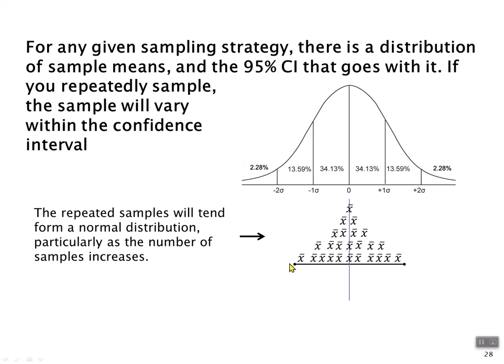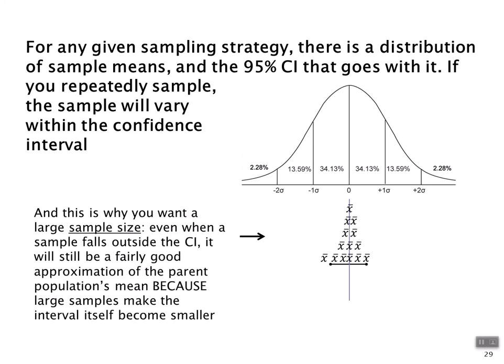So the repeated samples themselves will tend to form a normal distribution, and that's true even if the original parent population was not normal. If this is skewed, the repeated sampling down here will form what looks like a normal distribution. Remember, we call this a theoretical sampling distribution because we never actually repeatedly sample the way that it's shown here. We don't have the resources to do it. If we had a very large sample size, then the confidence interval gets narrower, but even then we're still going to have 5% of the time the sample mean falls outside.